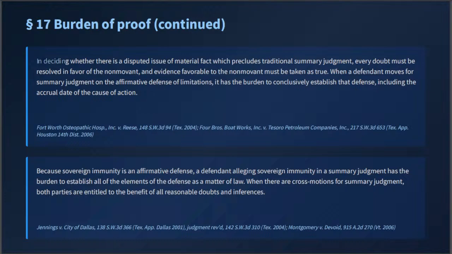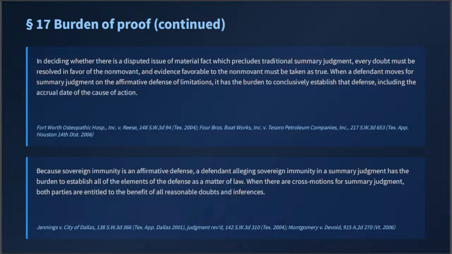In deciding whether there is a disputed issue of material fact which precludes traditional summary judgment, every doubt must be resolved in favor of the non-movant, and evidence favorable to the non-movant must be taken as true. Wow, look at that presumption. When a defendant moves for summary judgment on the affirmative defense of limitations, it has the burden to conclusively establish that defense, including the accrual date of the cause of action.